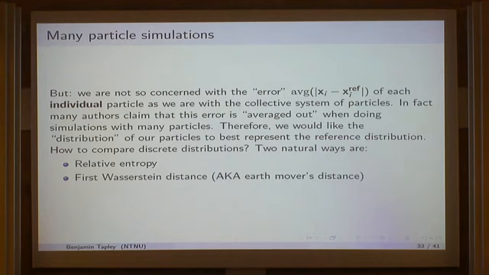I promised that we're going to look at distributions of particles now. So we're not so concerned with just this error in the way that I presented it before, as the average error between particles. In fact, a lot of authors claim that this error is averaged out when we do simulations with tens of thousands of particles. So then we'd like to look at how a distribution of particles compares to the reference distribution. Two natural ways to compare these discrete distributions are the relative entropy and the first Wasserstein distance, aka the Earth mover's distance in the computer science community.